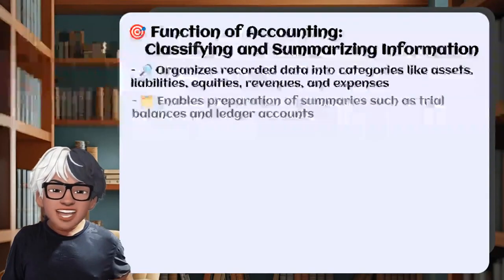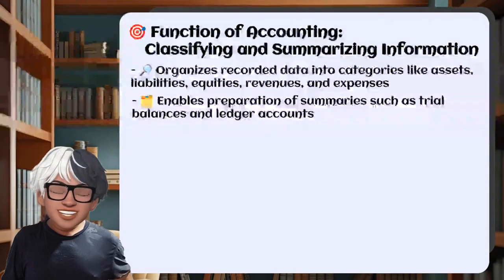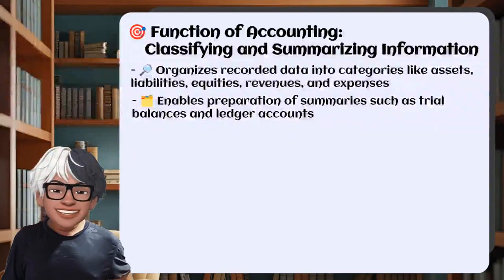This classification helps in preparing meaningful summaries such as trial balances and ledger accounts. Trial balances help confirm that debits and credits are accurately recorded, ensuring balance across the books. Summarizing through ledger accounts offers a snapshot of account activity, essential for tracking trends.